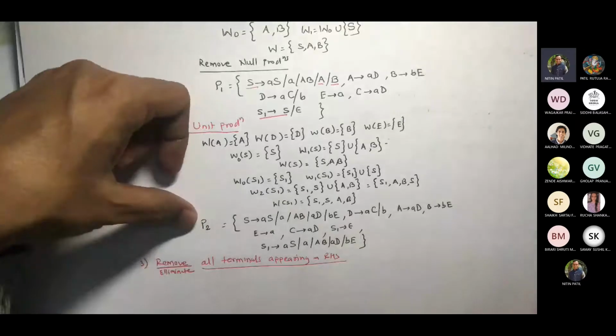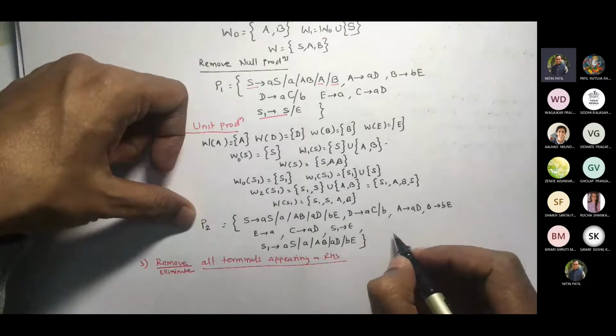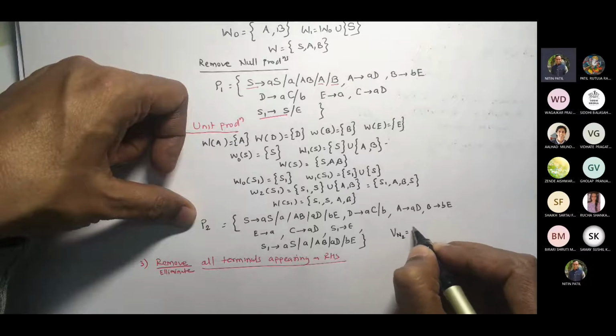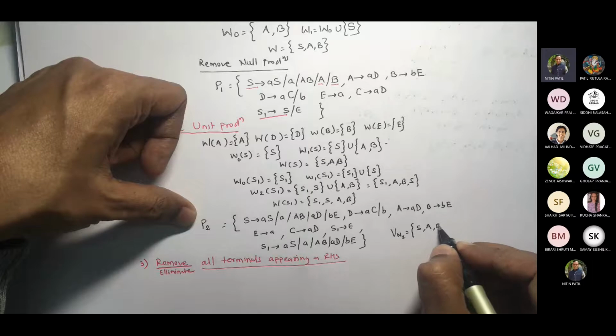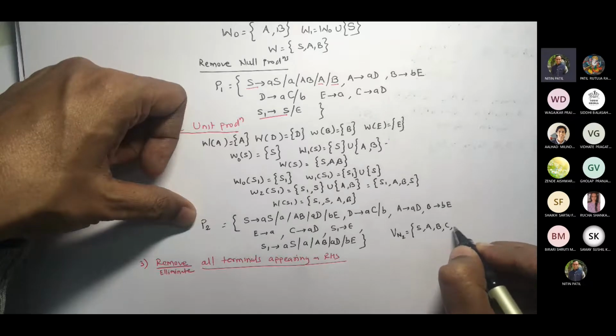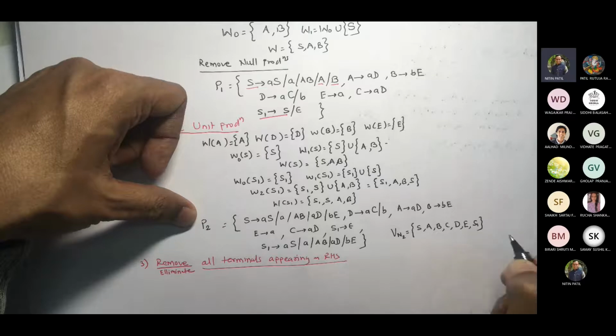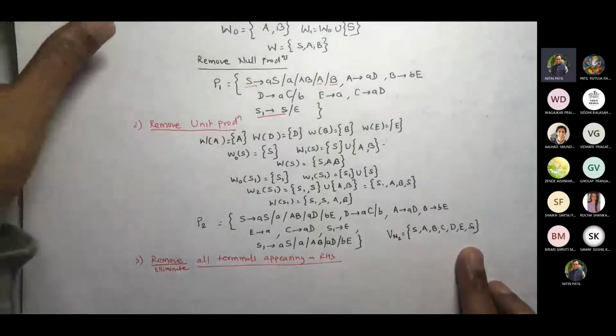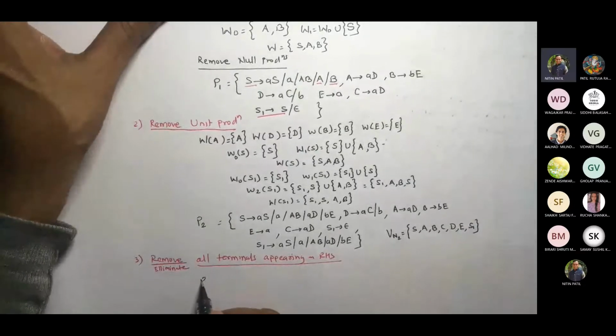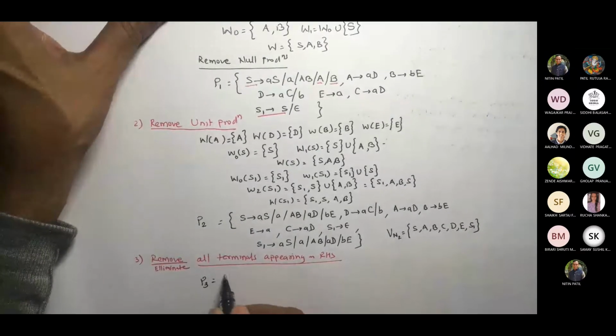So I'm using this production set. What was your VN? It is VN2 in this case. VN was S, A, B, C, D, E, and S1. We added S1 there. That's why. Correct? Now let me construct P3.